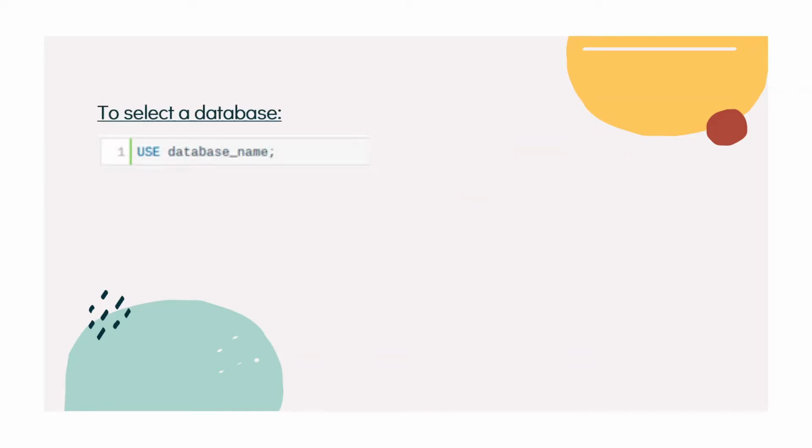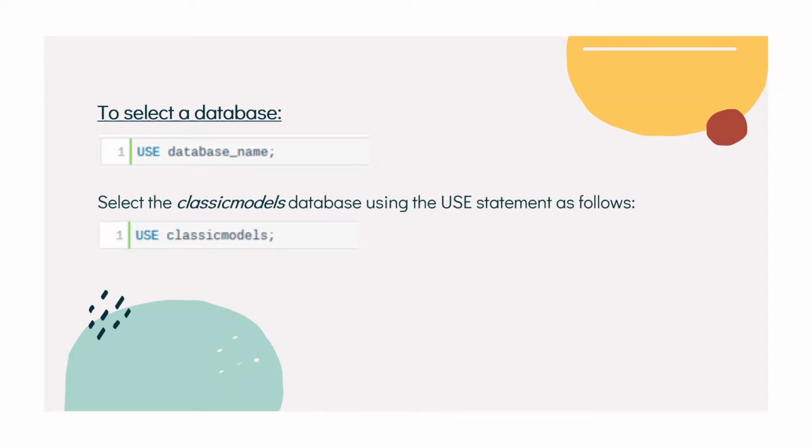Then I will explain how to select or choose the database that we want to use. Before working with a particular database, we must tell MySQL which database to work with by using the use statement. For example, select the classicmodels sample database using the use statement as follows: use classicmodels. From now, all operations such as querying data, creating new tables, or calling stored procedures which you perform will take effect on the current database, that in this case is classicmodels.